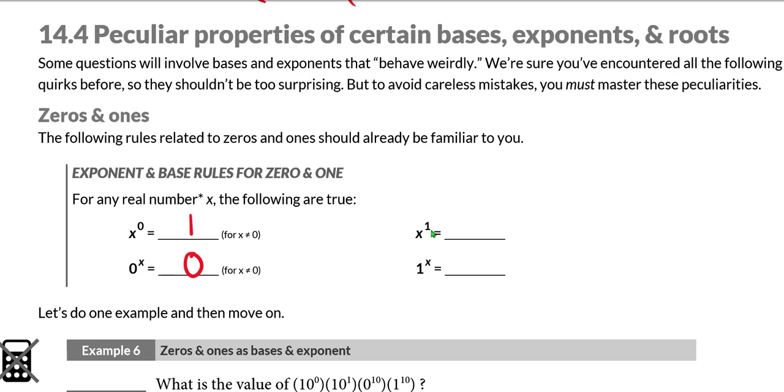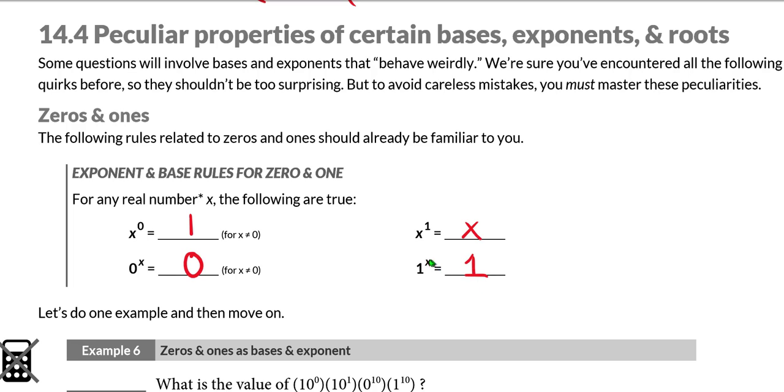Now we deal with the 1s. We dealt with the zeros, now we're going to deal with the 1s. X to the 1 is always x itself. Anything raised to the first power is always the base, the thing being raised to the first power. And 1 raised to any power is always going to be 1.